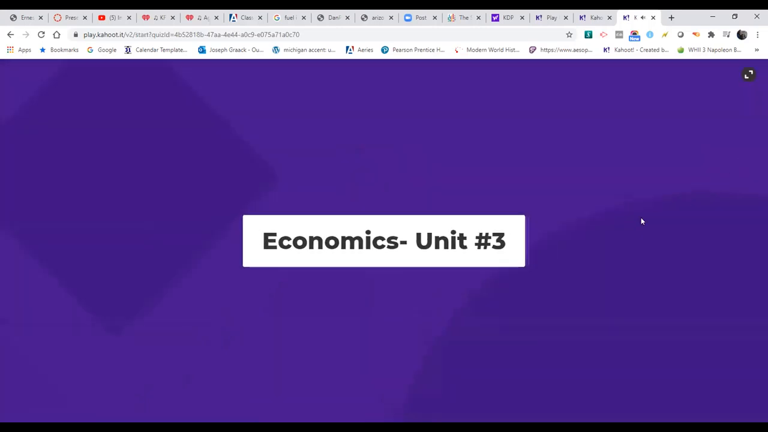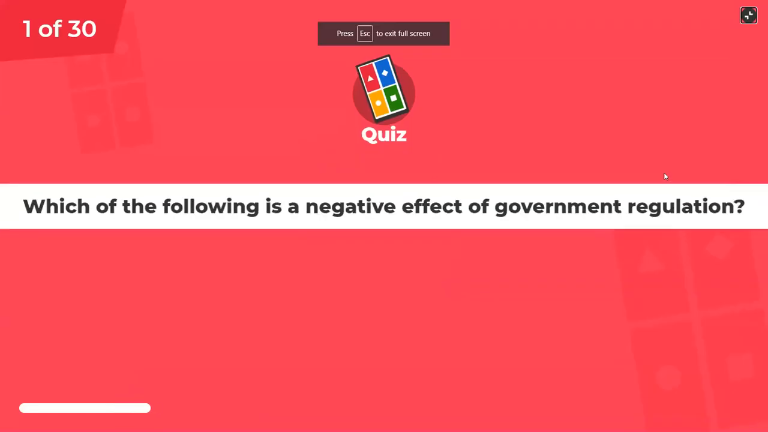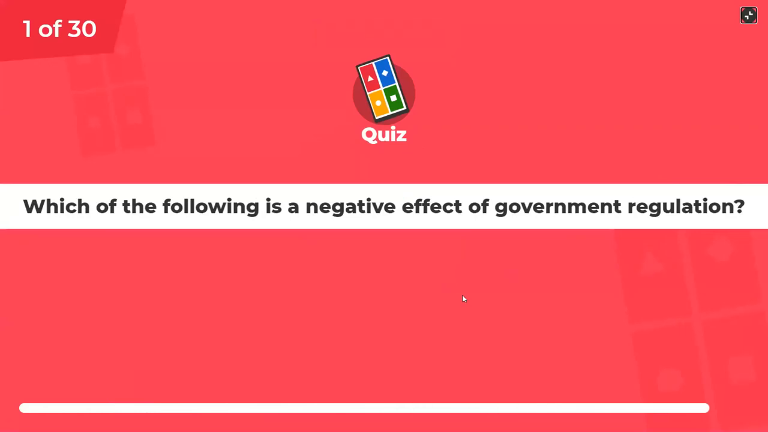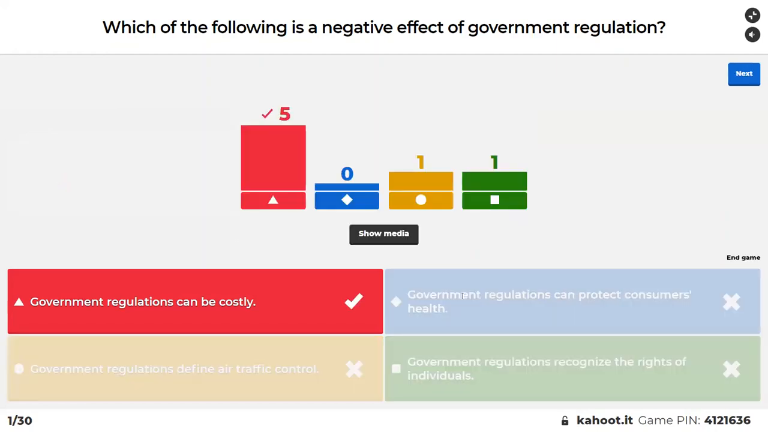All right, we've got everybody up. All right, can you see the screen okay? Yes. All right, which of the following is a negative effect of government regulation? All right, government regulation generally tends to increase the cost of the good or service that is being regulated or the industry that is being regulated. So that would be a negative to government regulation.